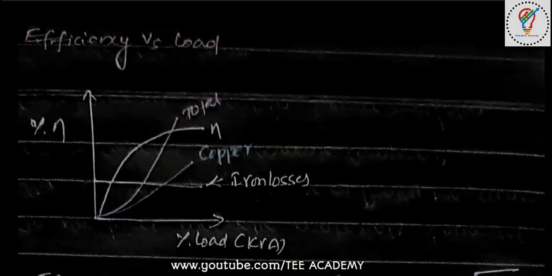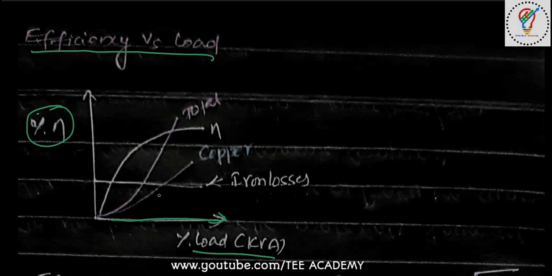So let's continue here. We have seen the efficiency versus load graph. In the y axis we have considered percentage efficiency, and the x axis is percentage load or kVA. Generally, as the current increases, what will happen? The iron losses will remain constant, but copper losses are proportional to I square, and the efficiency reaches a maximum point, and then it falls down.